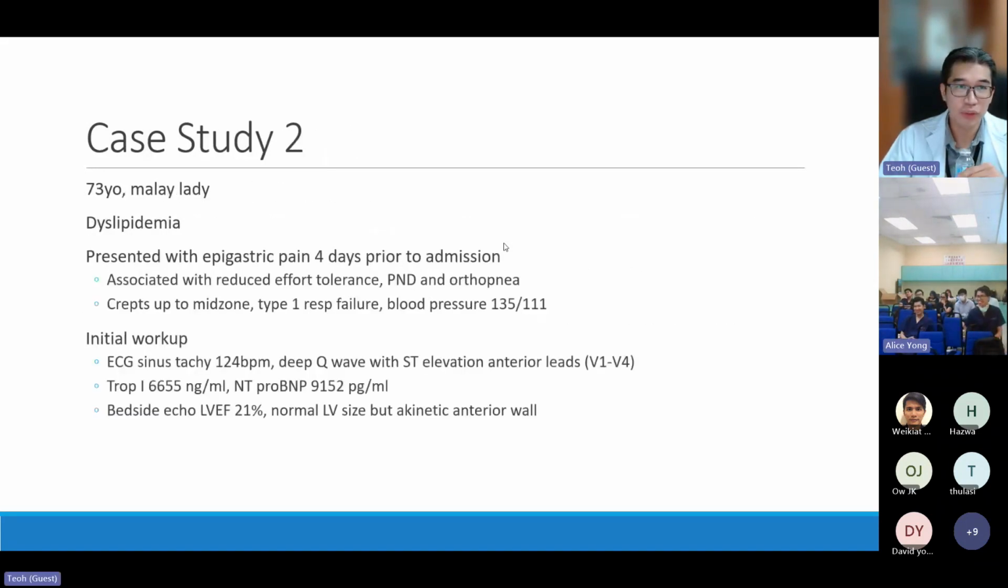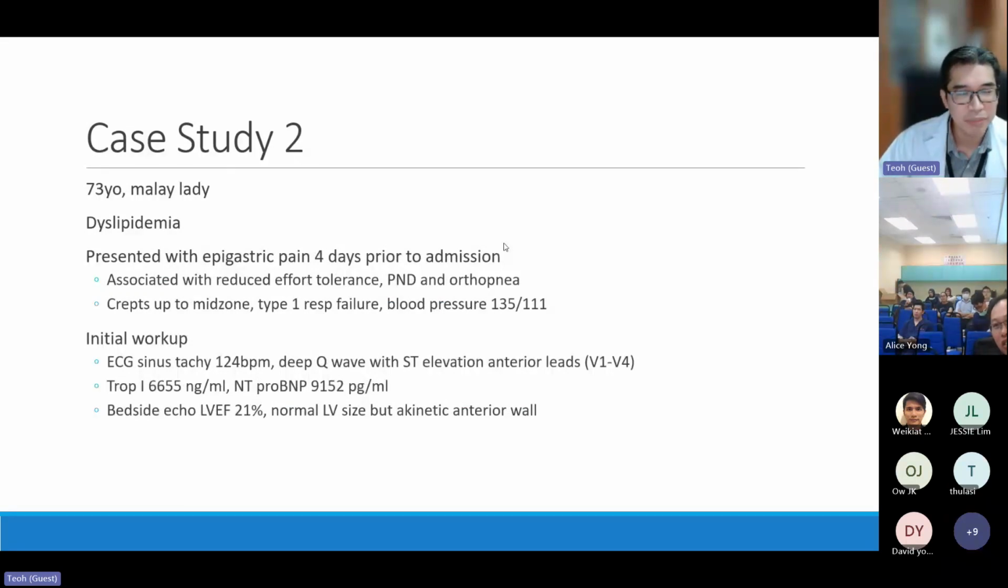Okay. Yeah, so this is case number 2. A 73-year-old Malay lady with dyslipidemia. Now, she presented with epigastric pain 4 days prior to the admission. Of course, associated with reduced effort tolerance, paroxysmal nocturnal dyspnea, and orthopnea, all very typical signs of heart failure here.